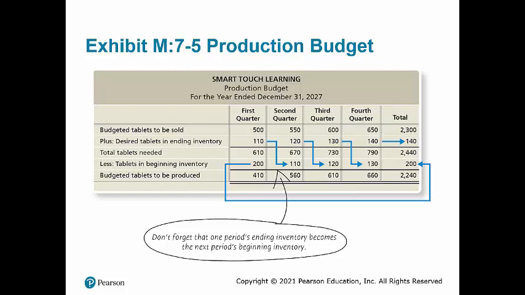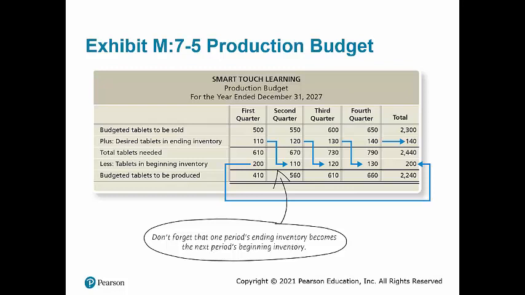The first line, budgeted tablets to be sold, would come directly from the sales budget. That's why you do your sales budget first. The second line, the desired tablets in ending inventory, we have to calculate those amounts. How did we calculate those?